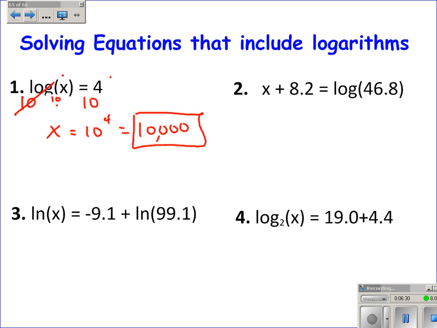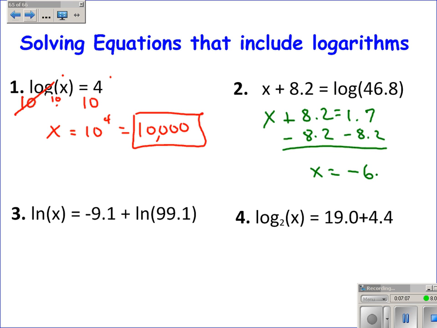Number 2, x plus 8.2 is equal to log of 46.8. All right. Well, now the log of 46.8 is just a number, the log of 46.8 in my calculator, and I get 1.7. I should do it to 3 decimal places, but this is only to 1, and so I'll keep it at 1.7. So x plus 8.2 is equal to 1.7, a very simple linear equation. I will subtract 8.2 from both sides. I have 1.7 minus 8.2, and I have x is equal to negative 6.5.